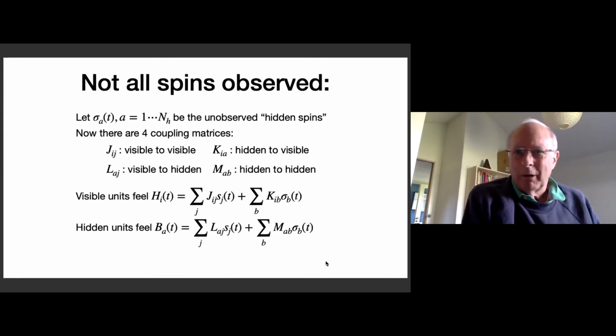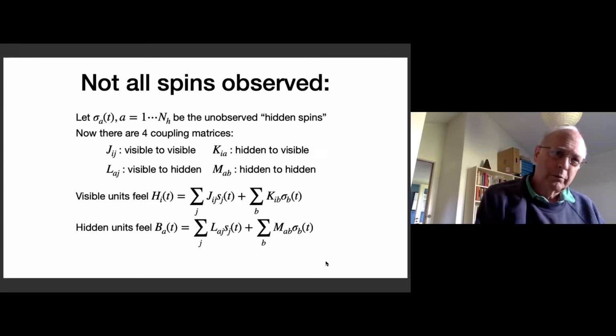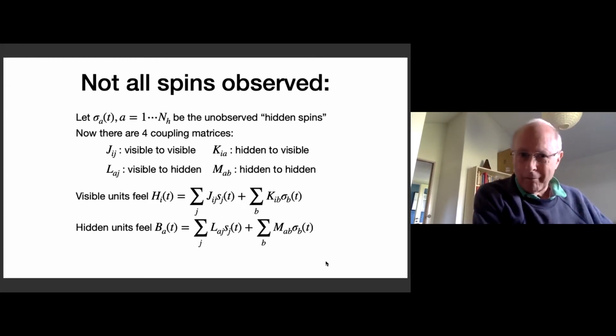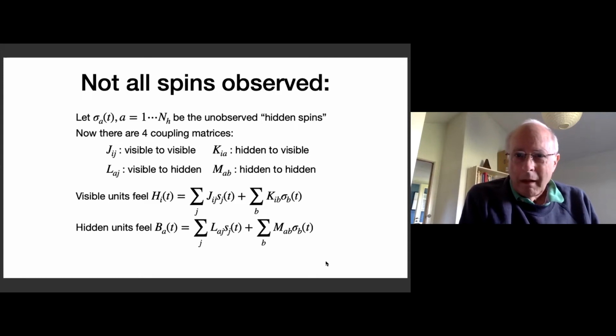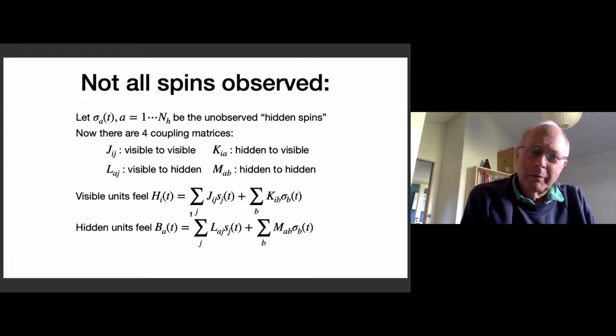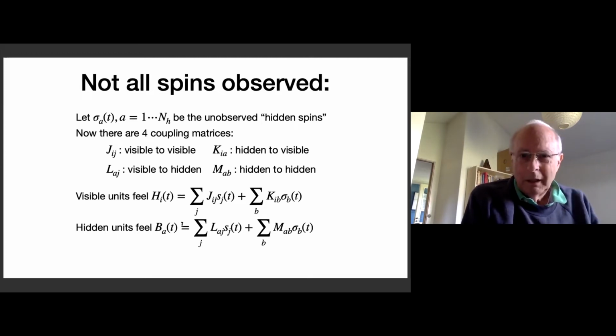The problem gets interesting when we don't have all the spins observed. Suppose we have a whole bunch of spins that we have measured in the way I just described, but now I have a bunch of spins, which I'll call sigmas, the hidden or unobserved ones. Now I have to worry about 4 different matrices, not just the J's. We have the J's, which are the visible to visible connections. There's also some connections from the hidden to the visible, which I call K. There's ones which go in the other direction, from the visible to the hidden, which I call L, and the hidden to hidden ones I call M.